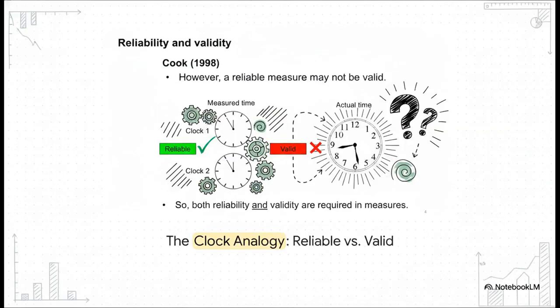To put this into perspective, think about this brilliant clock analogy from Cook's 1998 research. Imagine a broken clock, and its hands are permanently stuck at 5 minutes to 12. Every single time you look at that clock, it says 5 to 12. So it's highly reliable, right? It's perfectly consistent. But unless it happens to actually be 5 to 12 in the real world at that exact second, that clock is completely invalid for telling the actual time. So the big takeaway here is that a reliable measure is not automatically a valid one. You absolutely need both for true scientific measurement.